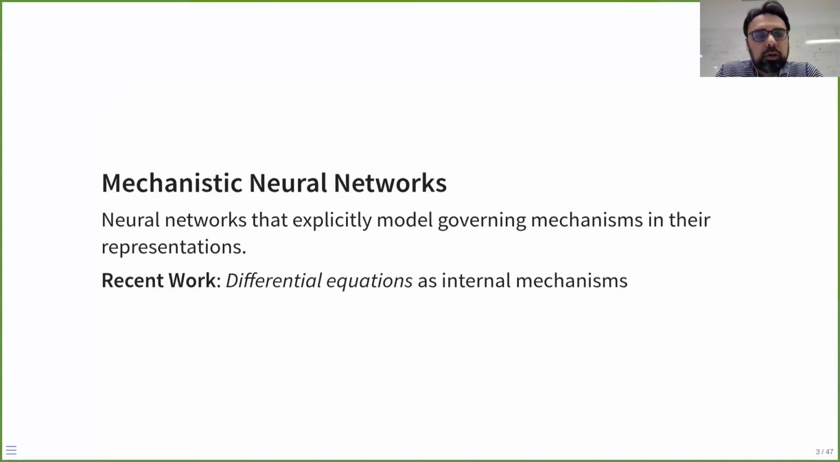So, the work that I present we call mechanistic neural networks. These are neural networks that explicitly model governing mechanisms in their representations. So what this means is that we impose some kind of structure on the representation in the neural network, which is sort of a prior for that network for modeling a particular class of mechanisms. So you could have any kind of mechanism, but what we have been interested in recent work is differential equations as the internal mechanisms.